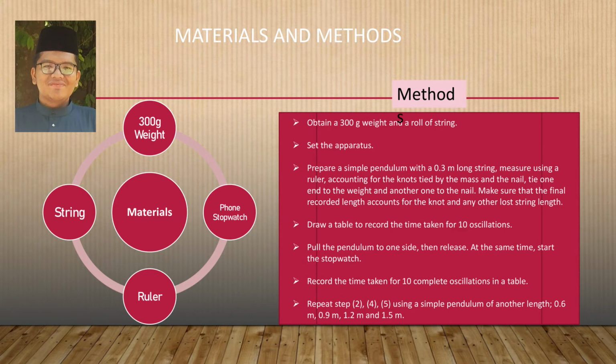Accounting for the knots tied, tie one end to the weight and the other to the nail. Make sure that the final recorded length accounts for the knot and any other lost string length. Number 4, draw a table to record the time taken for 10 oscillations. Number 5, pull the pendulum to one side, then release. At the same time, start the stopwatch. Number 6, record the time taken for 10 complete oscillations in a table.